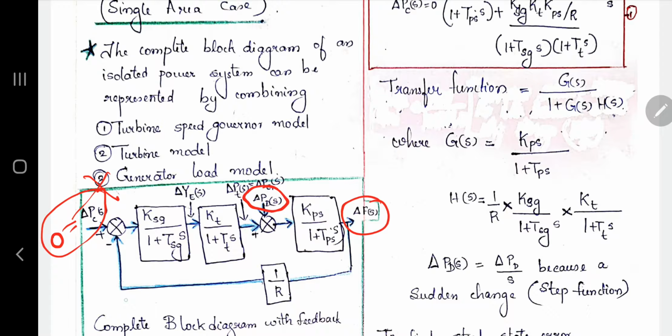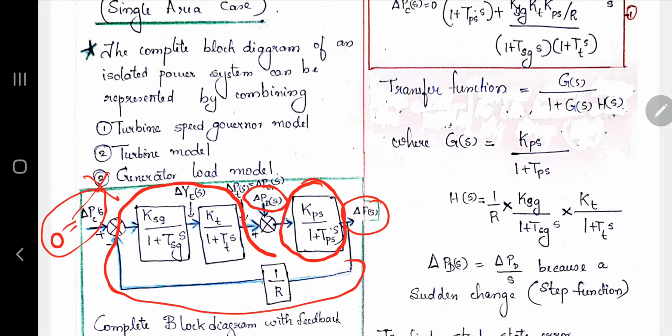So, from this figure itself, you can find out what is g of s and h of s. This becomes g of s, and this much term becomes h of s. So, this is h of s, that is the feedback, and this becomes g of s. Let us represent g of s and h of s like this: Kps divided by 1 plus Tps into s, and the second one is h of s. You can represent this whole thing as h of s.